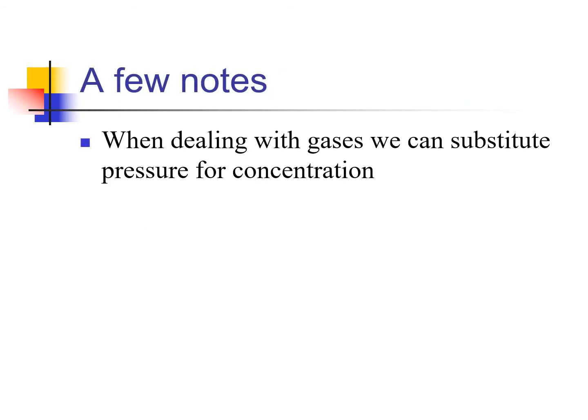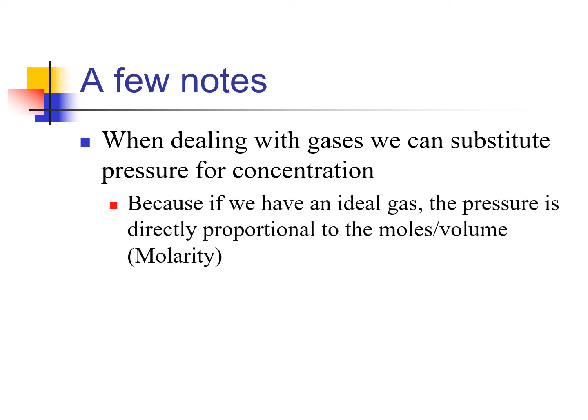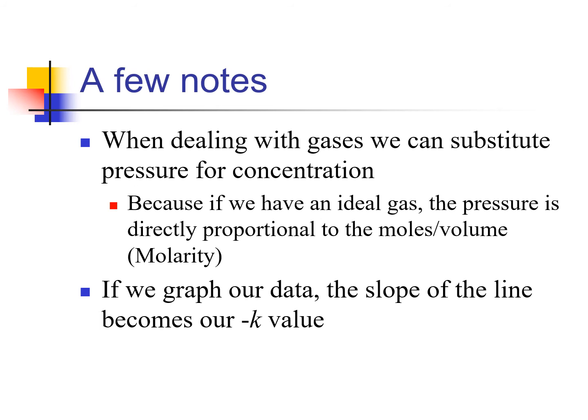Now, as a few notes, when we are dealing with gases, we can substitute pressure for concentration. The units end up working out the same. And again, if we graph our data, the slope of the line becomes negative k. This is another way to find a rate constant: find the slope of the line and slap a negative sign in front of it, which actually makes the value positive because it'll always be a negative slope, and then you can get your k value from there.